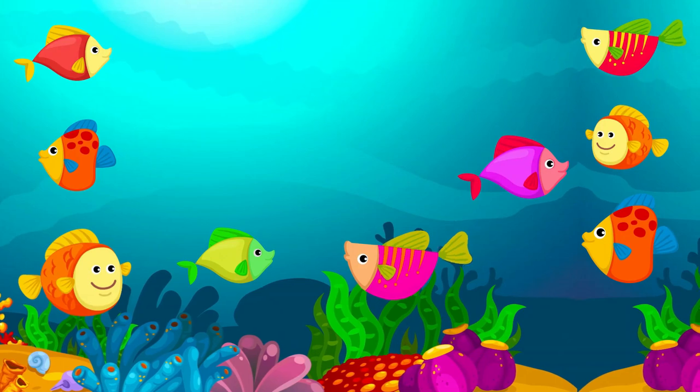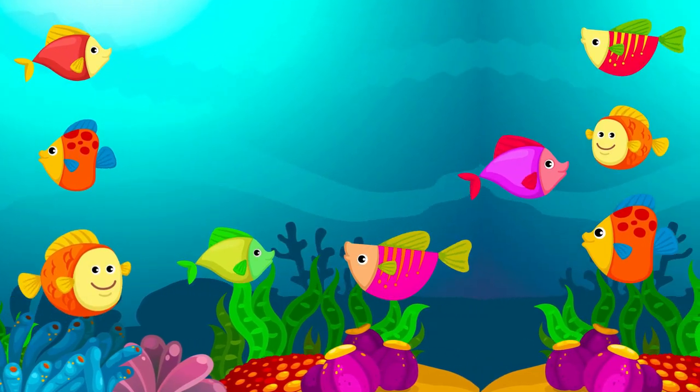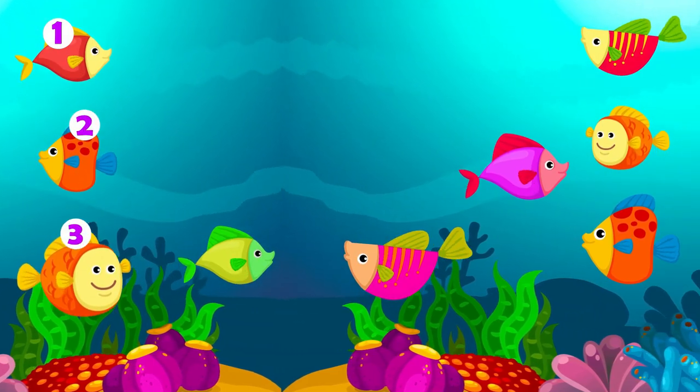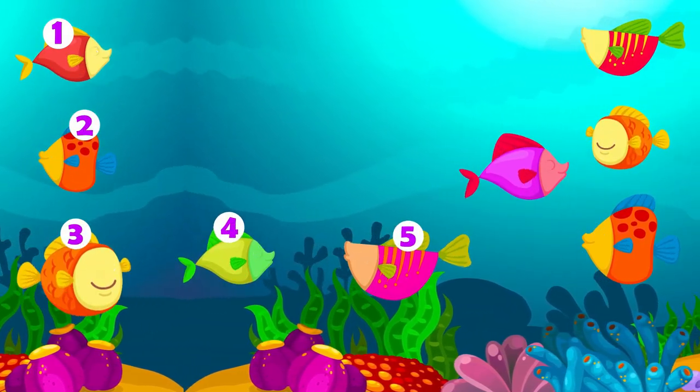How many colorful fishes are there? Let's count! One, two, three, four.